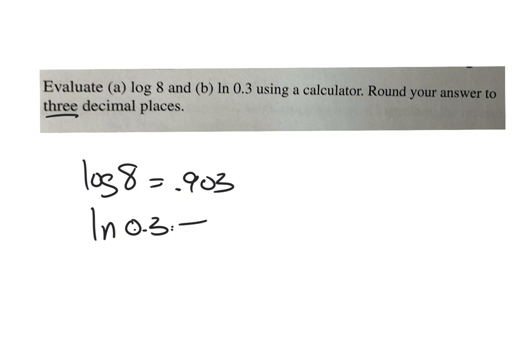I'm getting negative 1.204. The reason I'm getting a negative number is because that's a decimal. Remember, that base is e, so e is actually getting smaller. So I'm going to flip it to make it smaller. And remember, the negative exponent is what flips it. I hope that makes a little bit of sense. We'll talk about that more tomorrow.